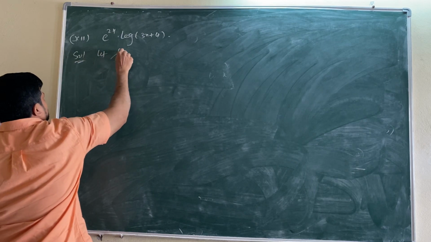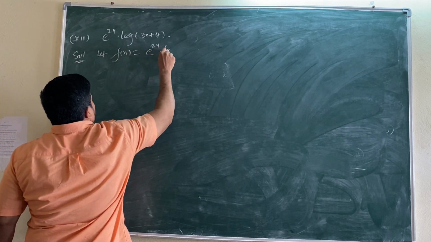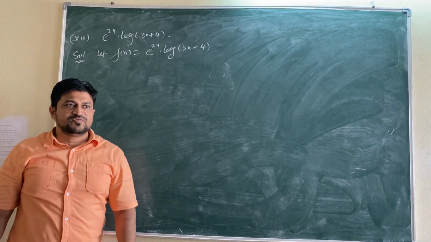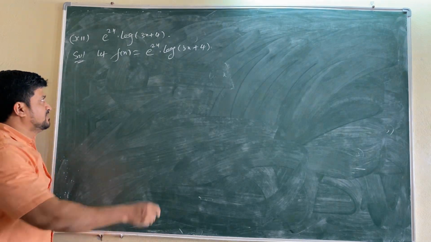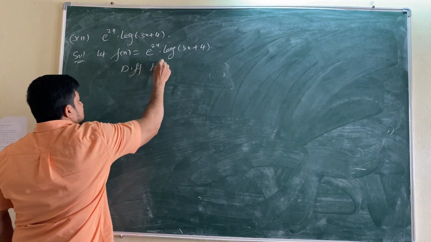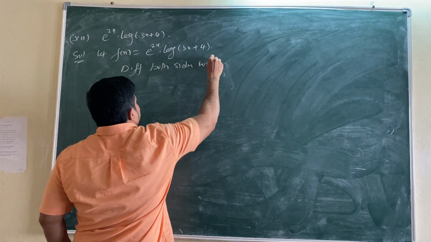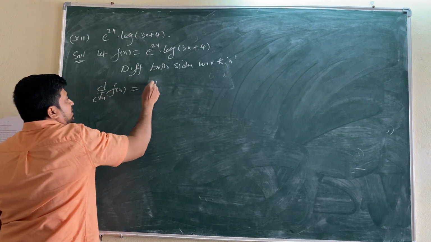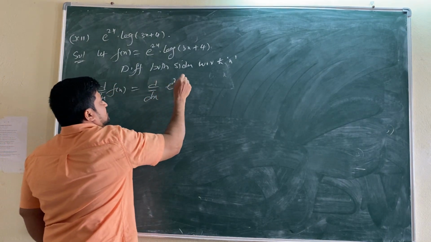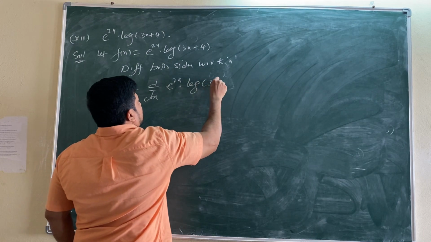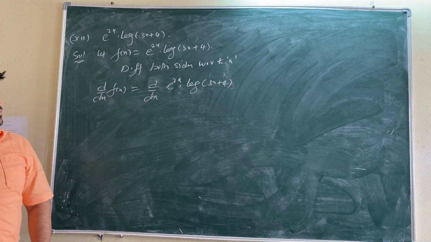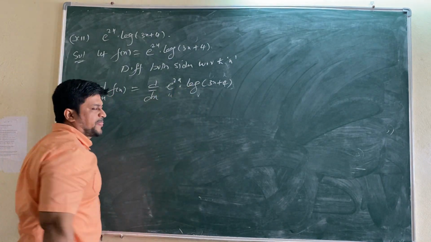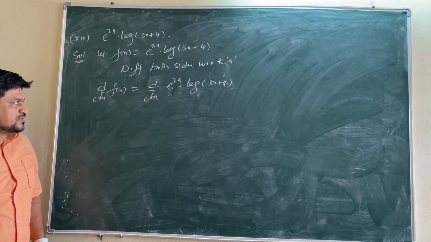Let f of x equals e power 2x into log of 3x plus 4. This is our question. What we need to do? Differentiate. Yes, differentiating both sides with respect to x. So d by dx on the left side and d by dx on the right side. What do we find on the right side? Log x, UV form. This is u, this total thing is v. Okay.